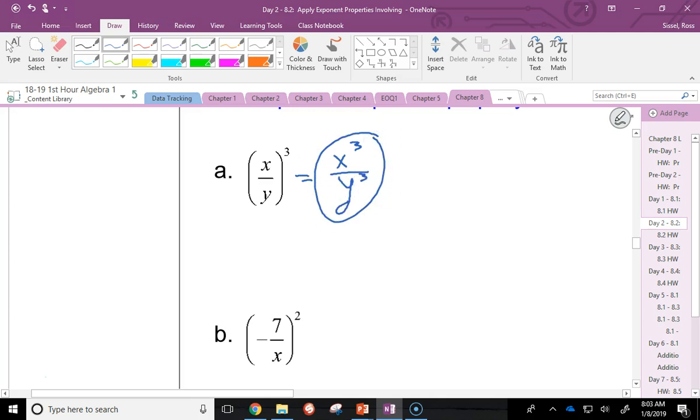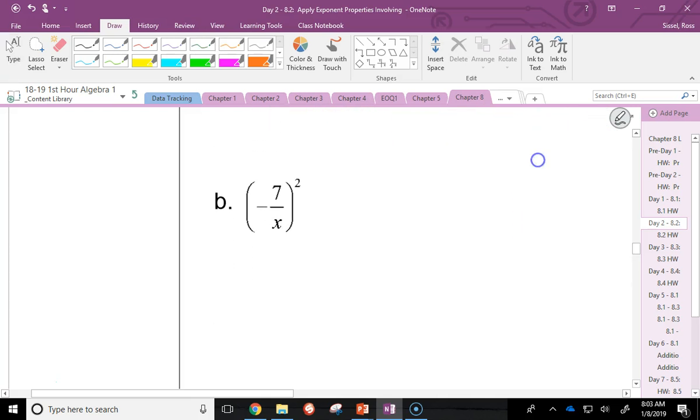That's your answer. If you ever get confused why, just slow down and say, okay, I know my exponent means I'm multiplying it by myself this many times. So this would have been x over y times x over y times x over y. I'd have 3 of those, so I'd have x to the third and y to the third.